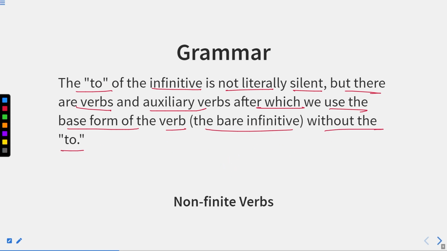It means without the to. It means infinitive without to. Infinitive without to, in which we do have the first form, verb first form, but we do not have to preceding it. So this is called bare infinitive.